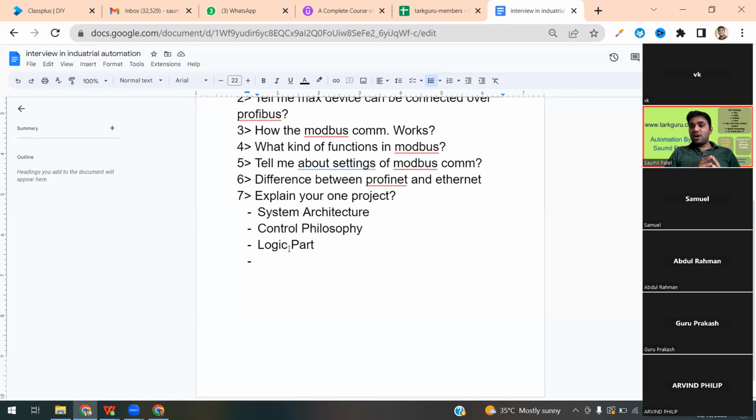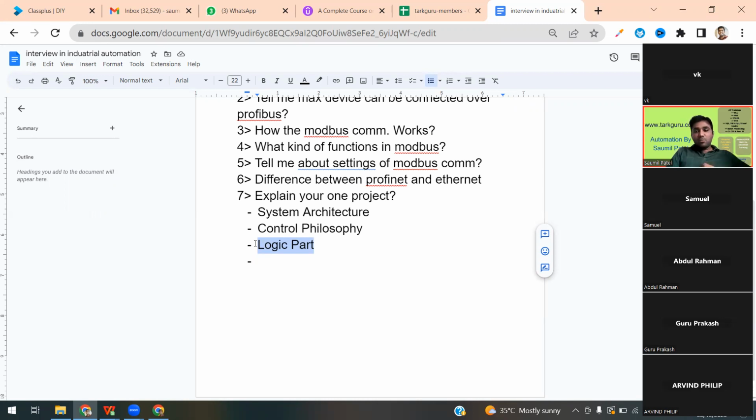For example, you are explaining one kind of process like a tablet making machine. You need to explain it step by step, right? First the raw tablet is coming, then we need to coat it, then we need to fill it inside a bottle, then we need to put a cap on that bottle, right? So you need to explain it step by step. Then you need to jump to the logic part. Logic part means how you have developed the logic to fulfill those steps, right?